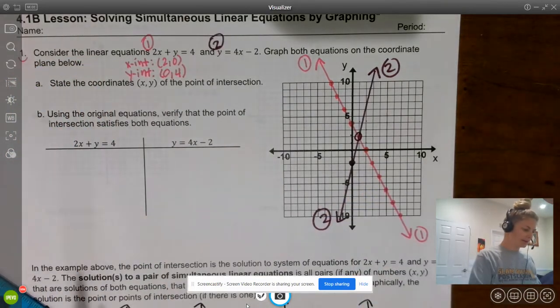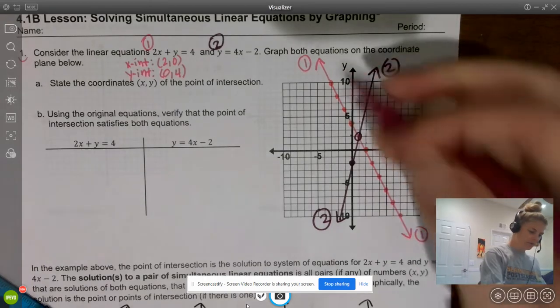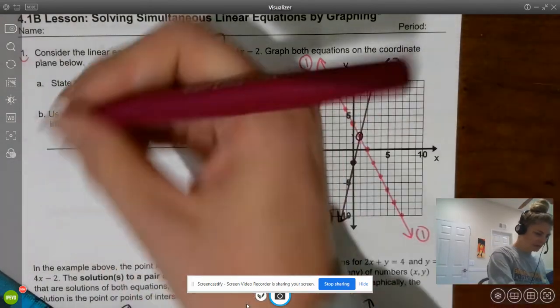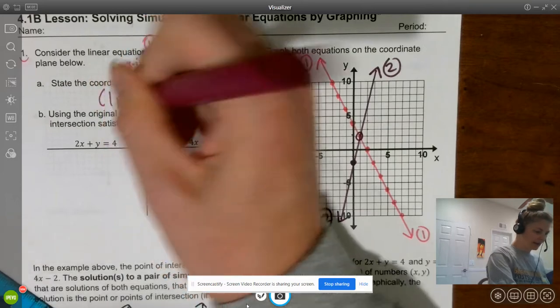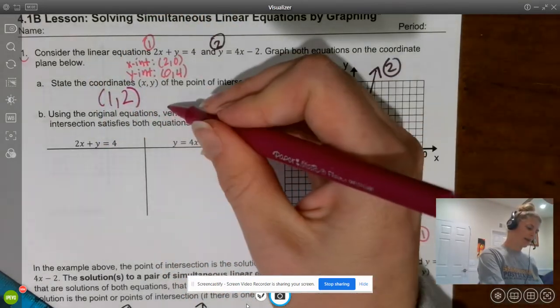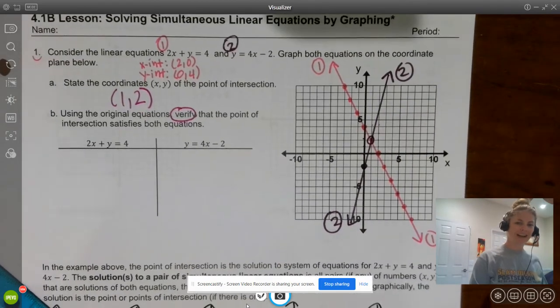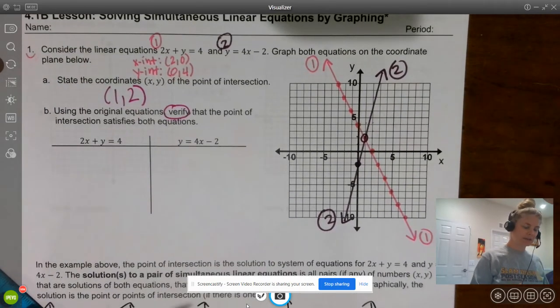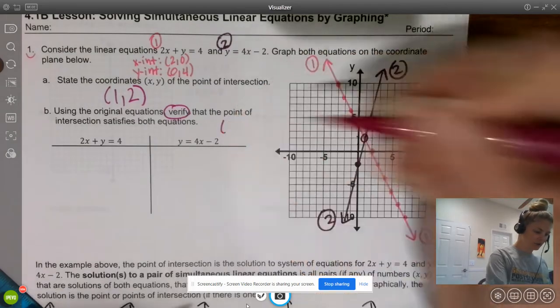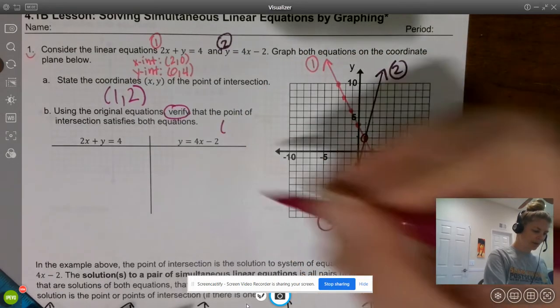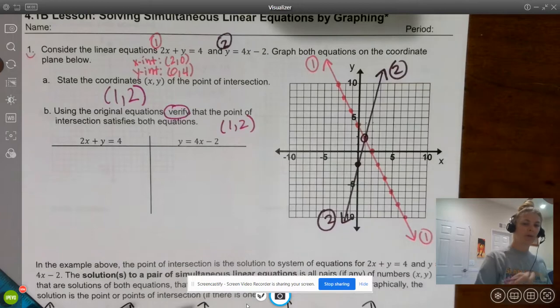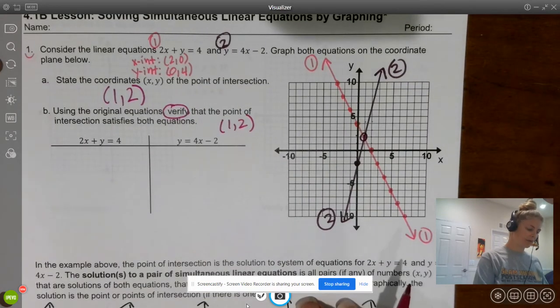From here, it says state the coordinates x comma y of the point of intersection. Well, that is at 1 comma 2. And the next part asks us to verify. Remember, verify is a really important word. We're going to be verifying throughout this entire lesson. When I'm asked to verify, I need to substitute the point that we found, 1 comma 2, into both equations to satisfy both of them.